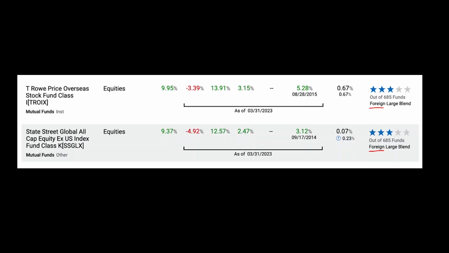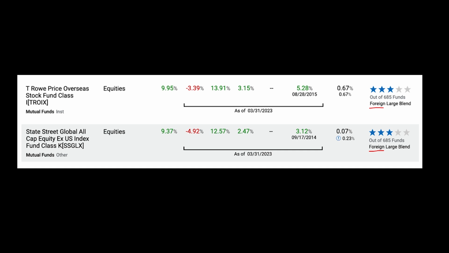You'll see some other ones like this State Street Global All Cap Equity XUS. If you break it down, and also if you look on the right-hand side under the Morningstar rating, it actually says foreign large blend. Basically, this is a mutual fund that invests in large companies, so companies larger than $10 billion, located outside the United States.